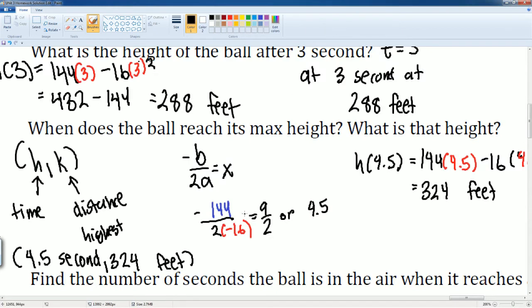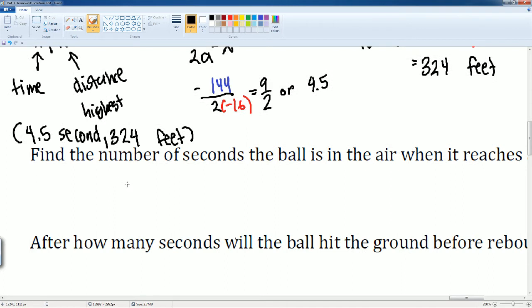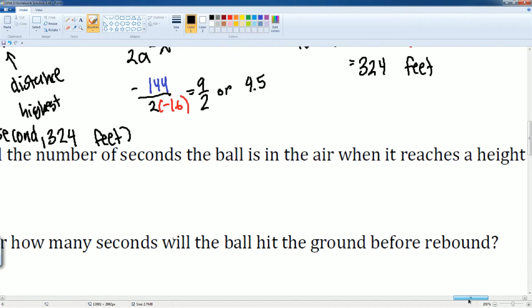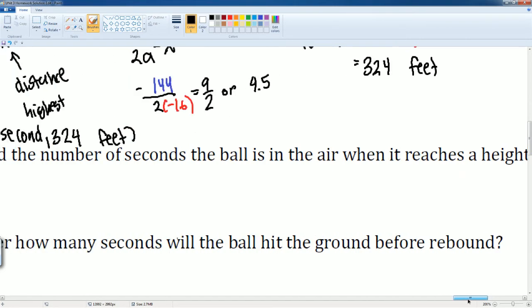And remember, we got this by using negative b over 2a to solve for the x value, which is just the h for the vertex. Find the number of seconds the ball is in the air when it reaches a height of 224 feet.